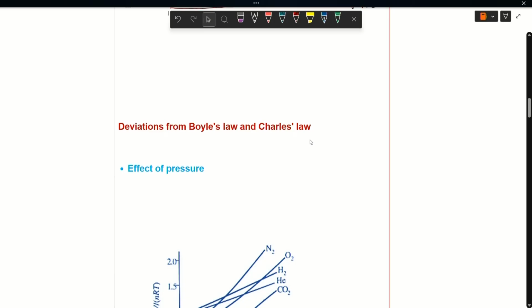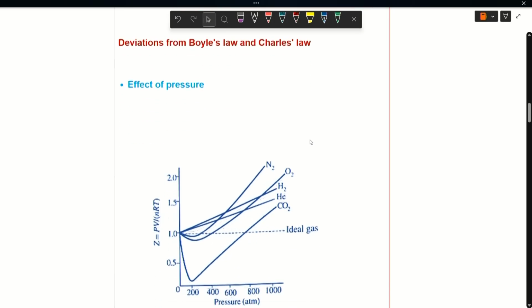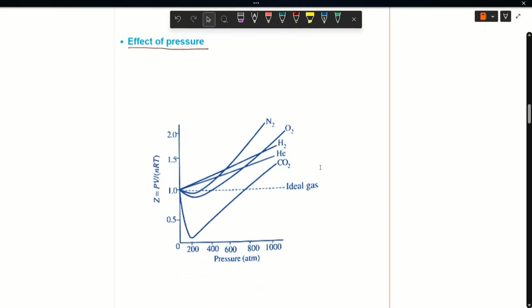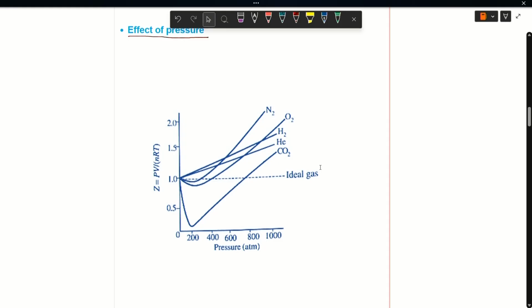Next, let us go for the deviation from Boyle's law and Charles' law, both together. First, we are going to see the effect of pressure. Now, we are again going to plot the compressibility factor Z against pressure.